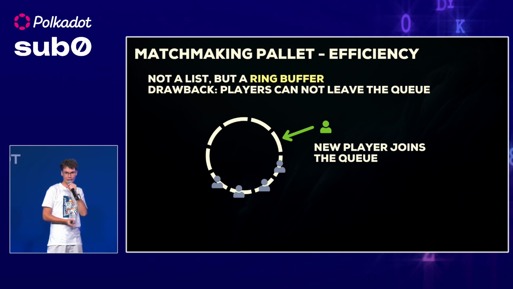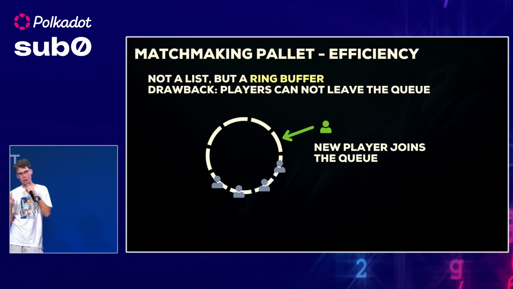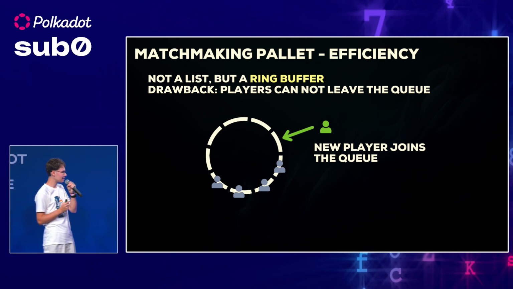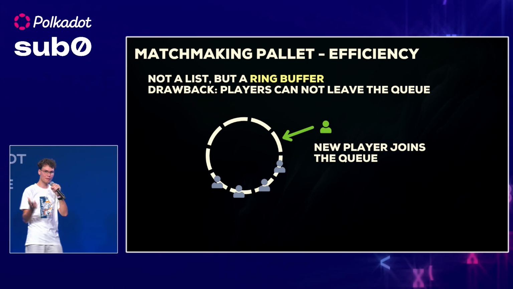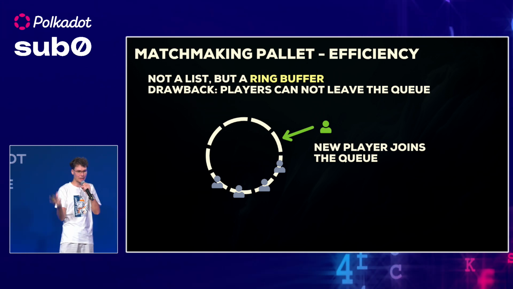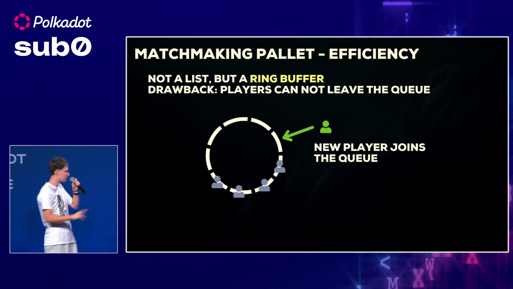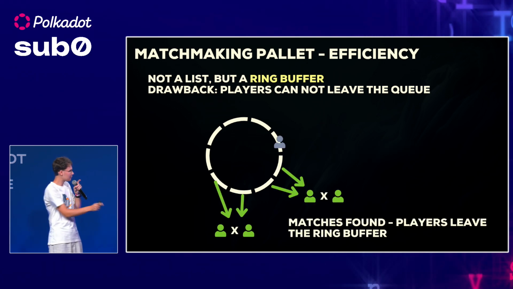Okay, and then to improve the efficiency, we chose a brilliant data structure. Instead of saving them in a list, we chose a ring buffer. It works like this: players join at the top and they leave from the bottom.